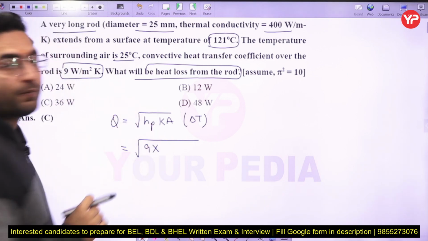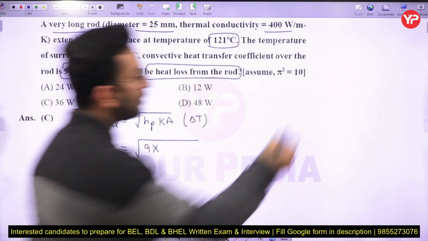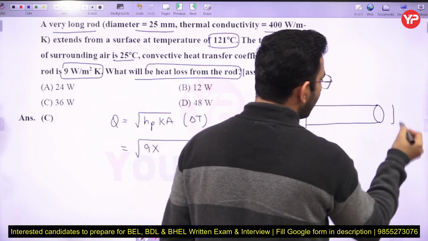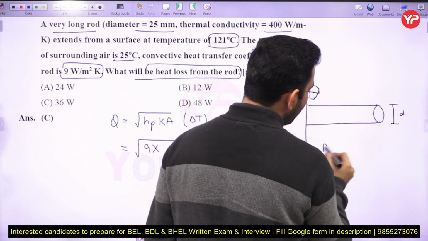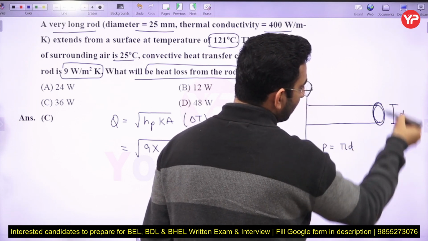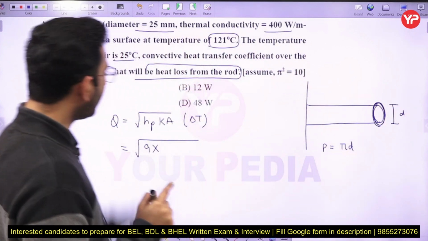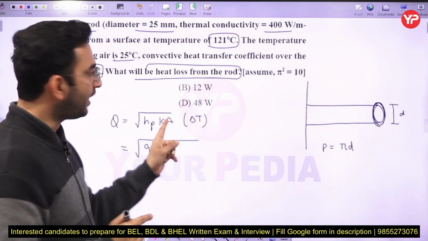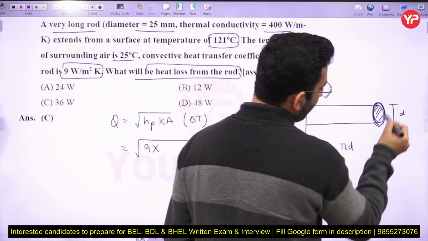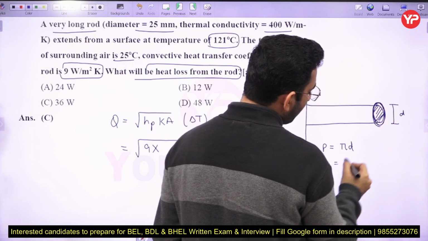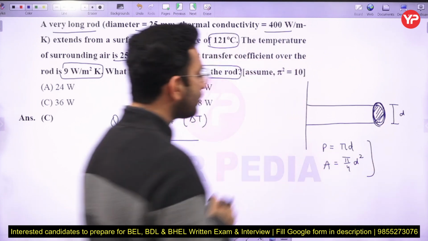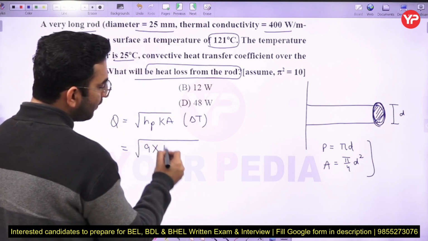Okay, now what will be the P here? P is representing the perimeter. So let us suppose you have this rod, and this rod is having a diameter d, so I can say the P is going to be equal to pi d, the perimeter of this particular surface. Okay, and correspondingly k is representing the conductivity, A is representing the area of cross section. So here I can say the A is equal to pi by 4 d square.